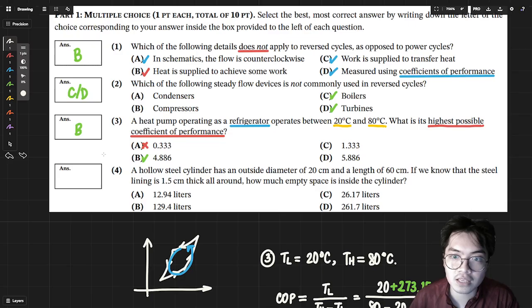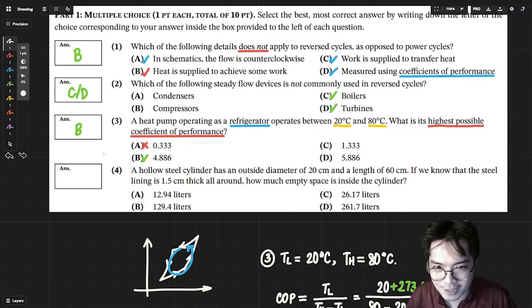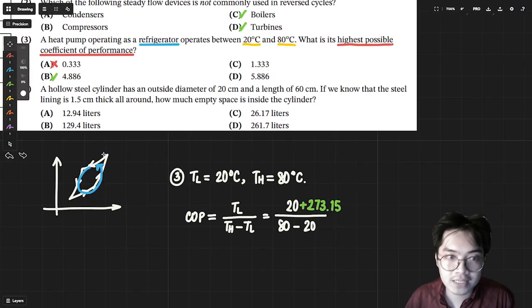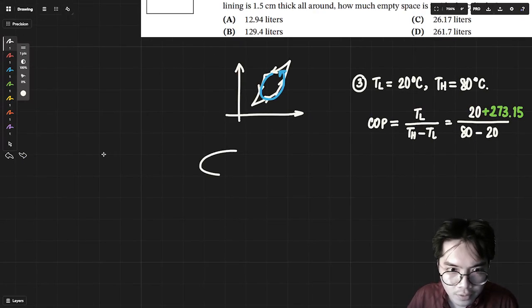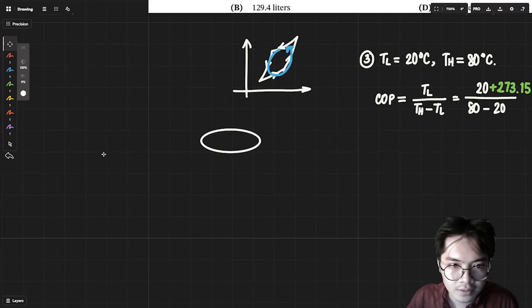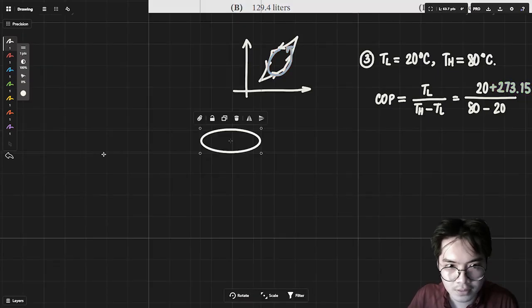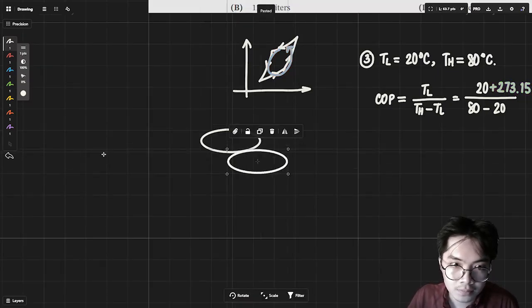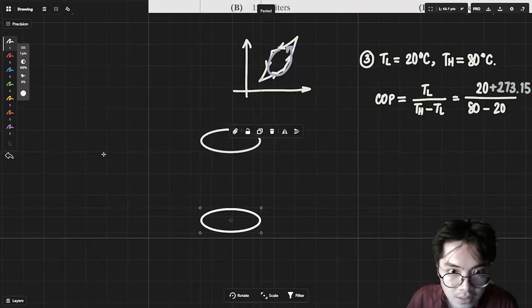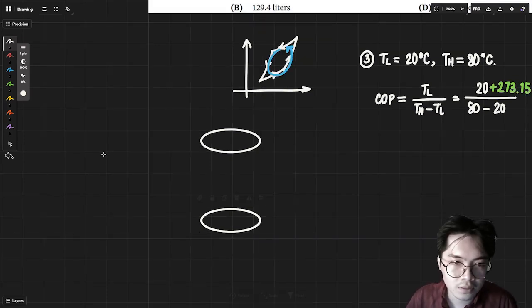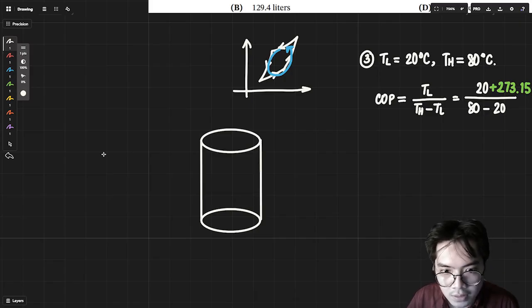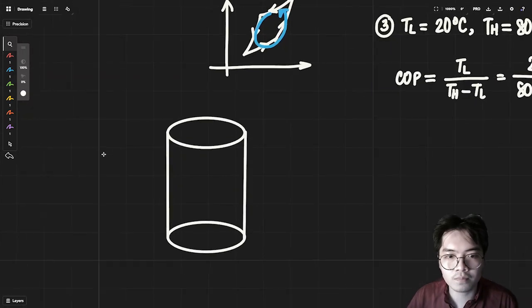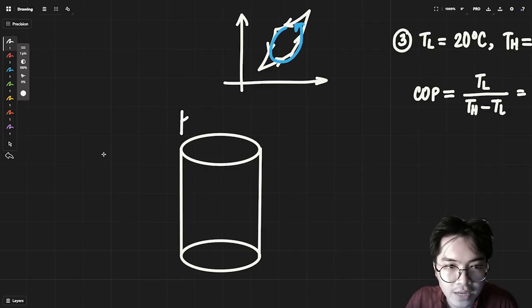But you might want to think twice about this. Let's say, for example, the outside diameter and length are 20 and 60. Let's try and draw this thing. And then, let's just copy this, paste it here. Like this. Let's say, for example, the outside diameter is 20.